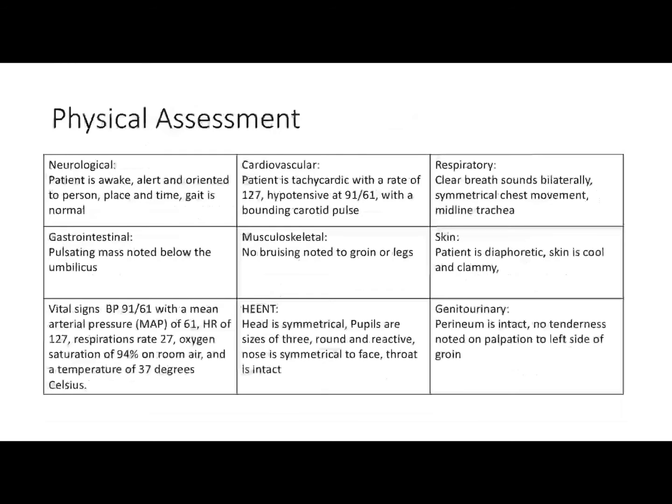The patient's vital signs show a blood pressure of 91/61 with a MAP of 61, a heart rate of 127, a respiration rate of 27, an oxygen saturation of 94% on room air, and a temperature of 37 degrees Celsius. A HENT assessment shows that the head is symmetrical, his pupils are 3, round, and reactive, his nose is symmetrical to his face, and his throat is intact. Genitourinary yields that the perineum is intact, no tenderness noted on palpation to the left side of the patient's groin.